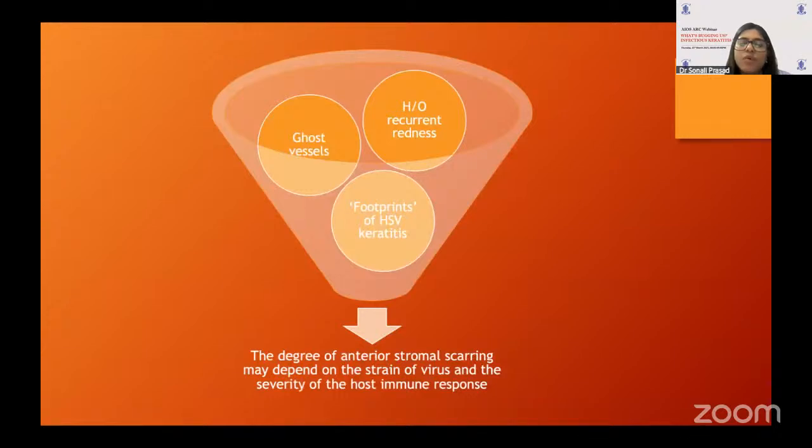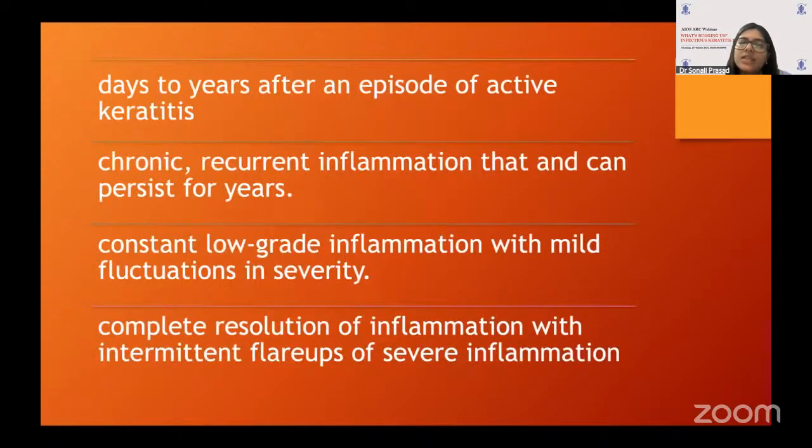So it's very important to find out the history of the patients. Whenever we come across a history of recurrent redness or decrease in the immunity of the person, looking for clinical signs like ghost vessels or neovascularization or a footprint of HSV could give us a clue of a previous infection. And the recurrence of these infections can happen days to years after an active keratitis. And this could also be present with any chronic recurrent persistence for a year.